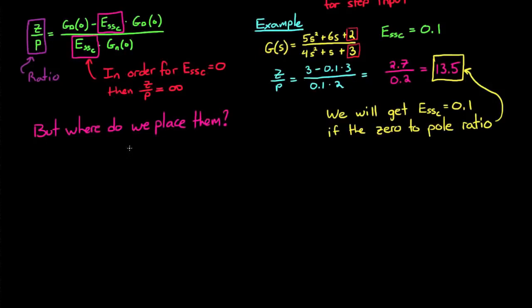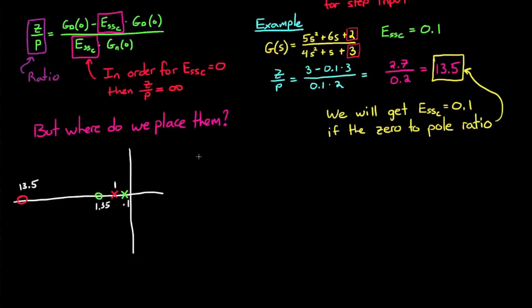But where do we place them? I mean, we can place the pole at minus 0.1 and the zero at minus 1.35 and satisfy that ratio. But we could just as easily place the pole at minus 1 and the zero at minus 13.5. There is an infinite number of possibilities still.